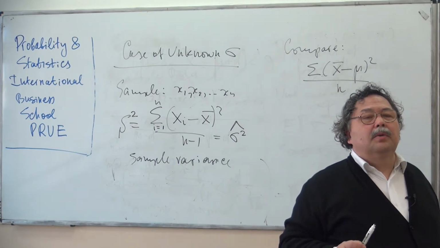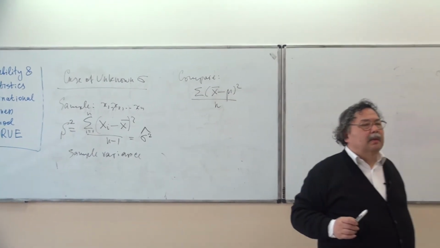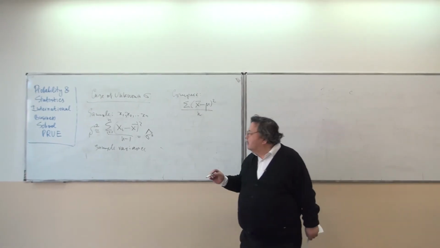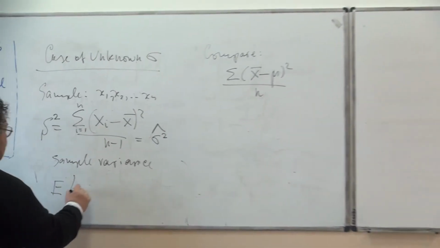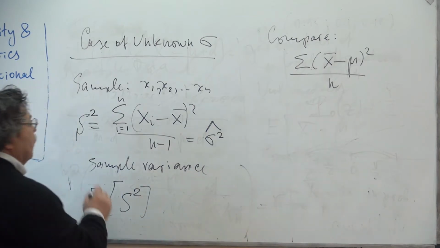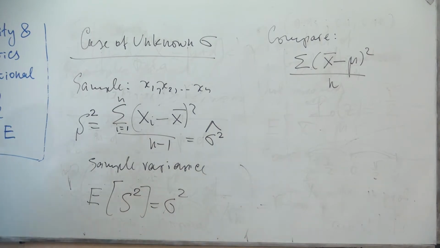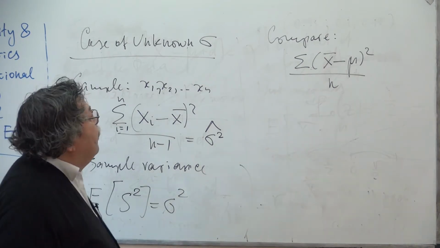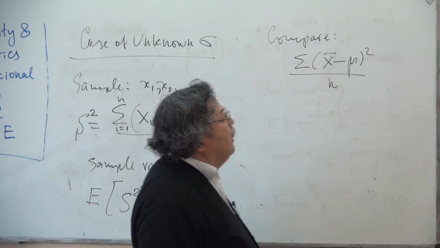I'd like you to try to imagine this, to understand it on an intuitive level. Of course, this can be proved rigorously. And what is proved is this: E of s squared, that is the expected value of this estimator, is equal to sigma squared, which means that s squared, sample variance, is an unbiased estimator of the population variance.